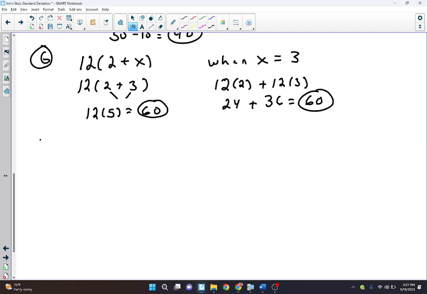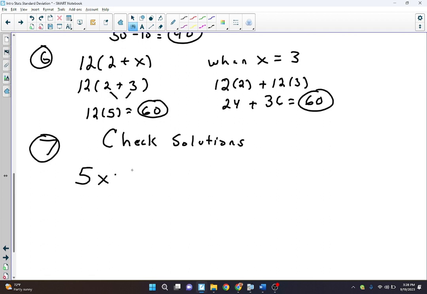All right. You're going to have check solutions. That's when I give you an equation or an inequality, and you're going to plug it in. For example, let's do 5x minus 1 equals 29 when x equals 7. Very important here in this situation, because the question is, is it a solution, yes or no? You have to show your work for this.